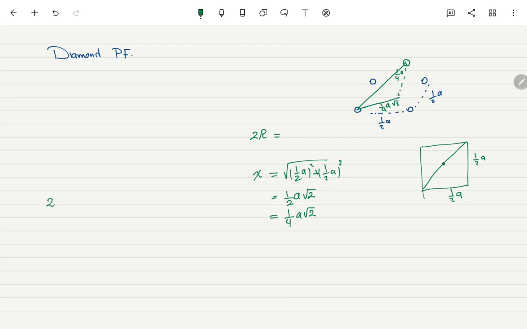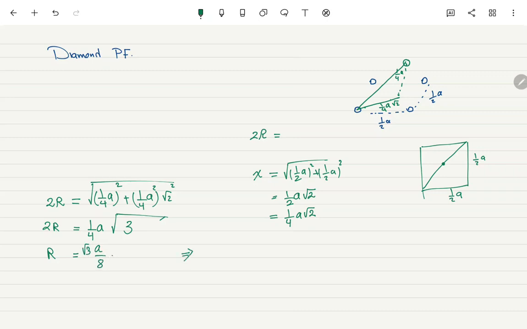Now 2R is actually equal to the square root of (1/4 A) squared plus (1/4 A square root of 2) squared, or in other words, 1/4 A square root of 3 is equal to 2R. R in this case is equal to A/8 square root of 3.